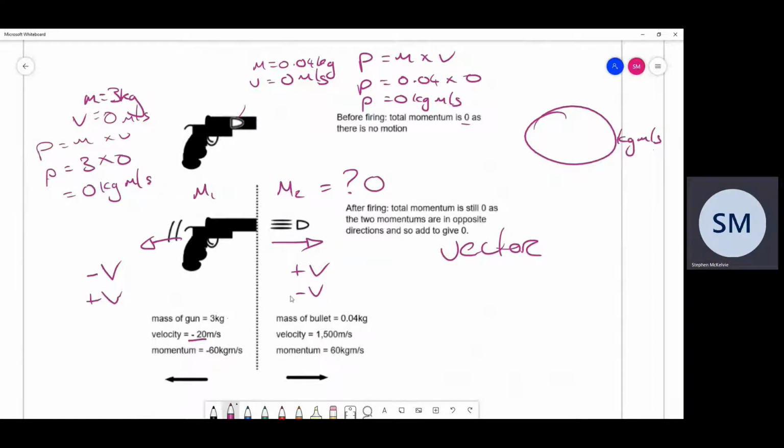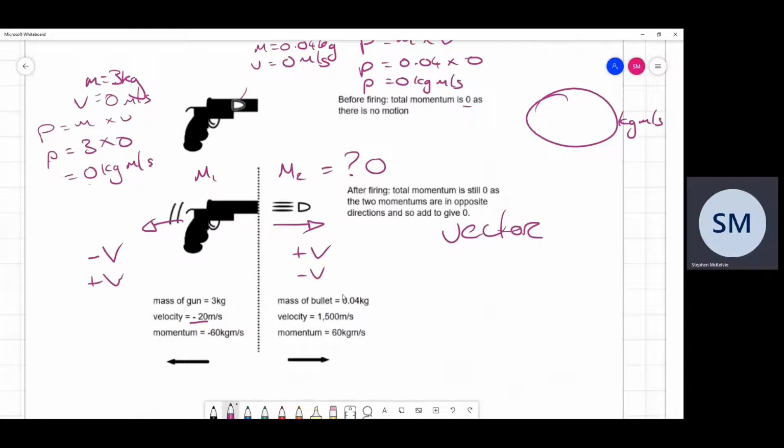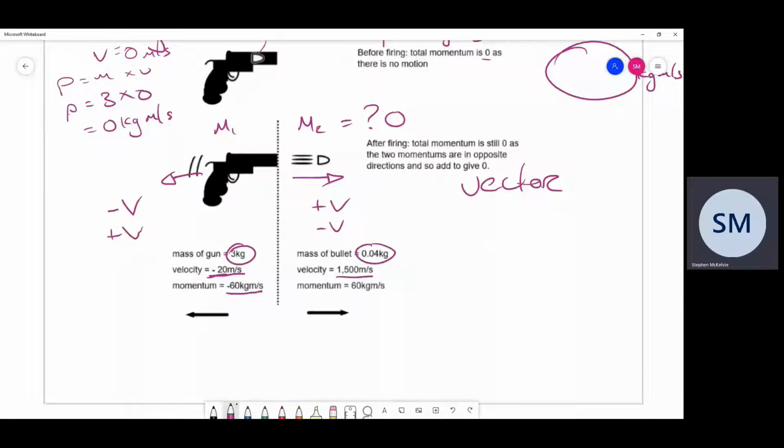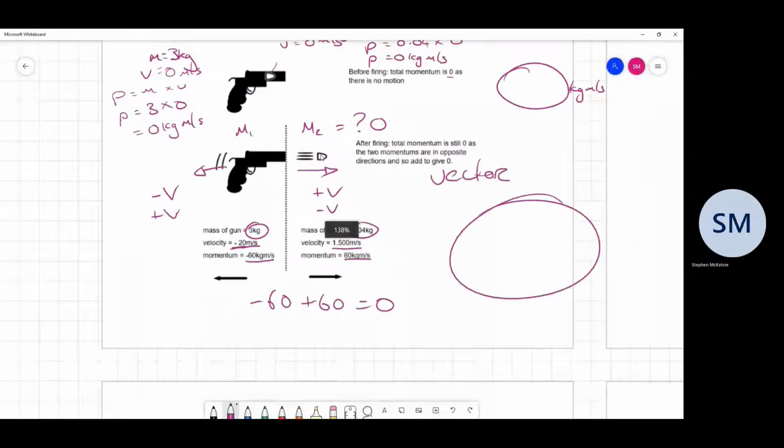Now we can see that the momentum will actually cancel each other out. The mass of this gun is 3 kilograms. It has a velocity of minus 20 meters per second, giving it a momentum of minus 60 kilogram meters per second. The mass of the bullet is 0.04 kilograms with a velocity of positive 1,500 meters per second, giving it a momentum of 60 kilogram meters per second. Minus 60 plus 60 equals 0. So the total momentum before and the total momentum afterwards was 0 kilogram meters per second and 0 kilogram meters per second.